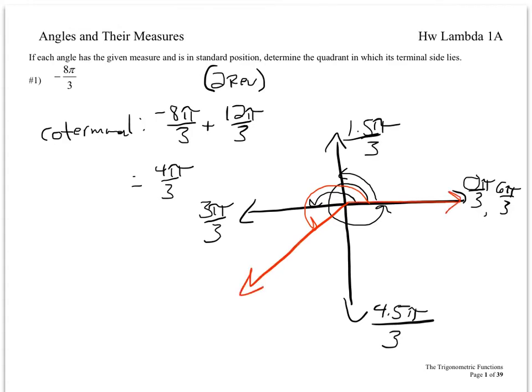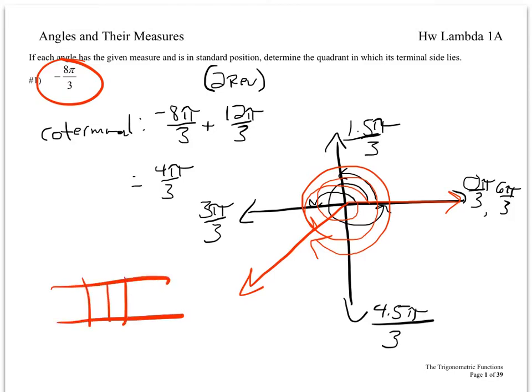Had you stuck with the original angle, negative 8 pi over 3, that would have been 2 revolutions in the negative direction, and then putting us right here in the same spot. So the answer to this is quadrant 3.